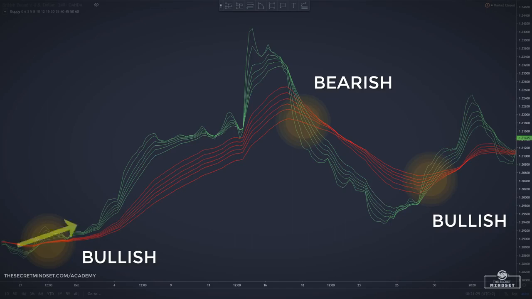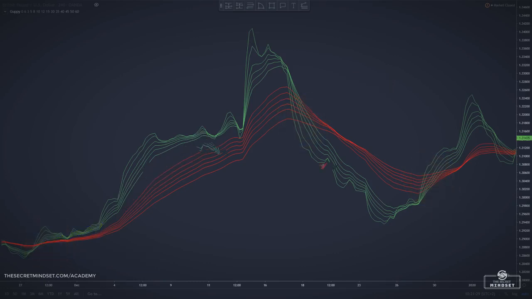For instance, this Guppy crossover indicates that short-term traders have become optimistic about this asset and could potentially start a new bullish trend. The strength of the trend is determined by the distance between the red and the green moving average clusters. Like I said before, the further the distance, the greater the trend.